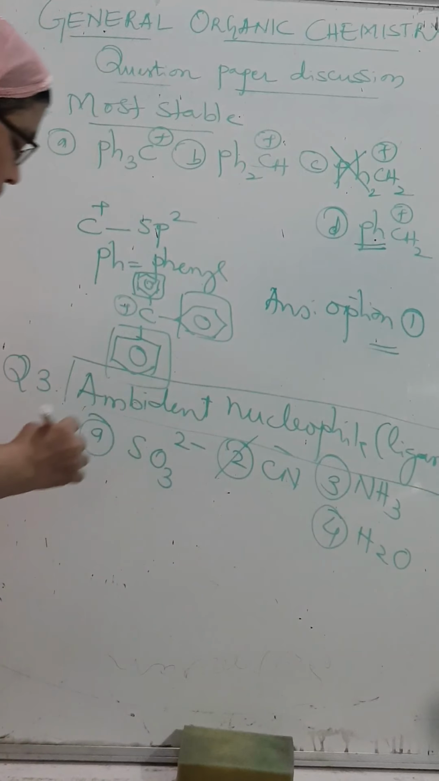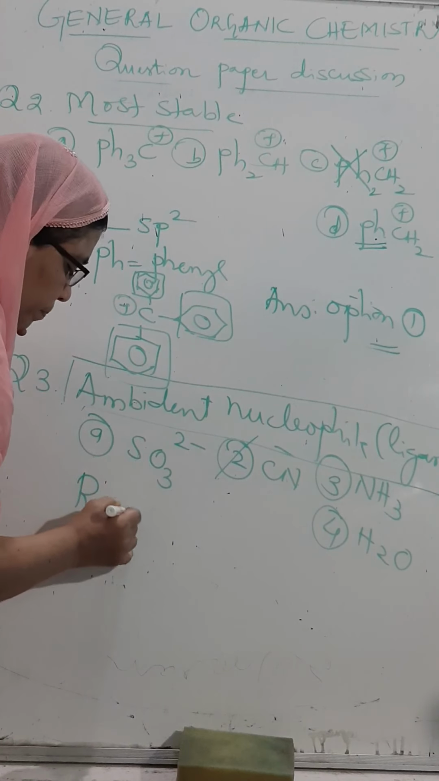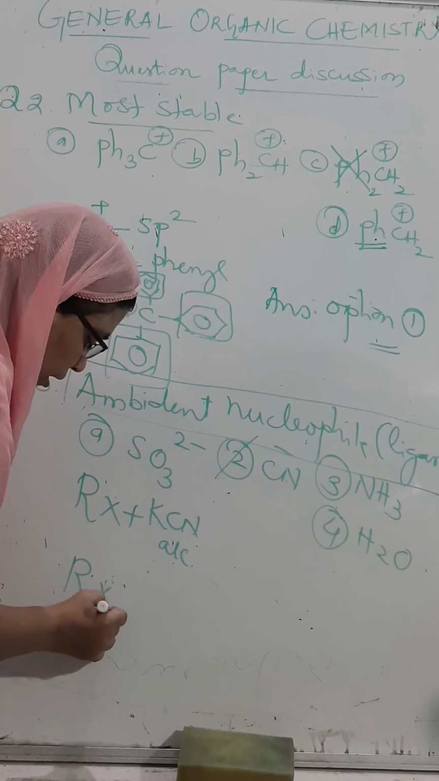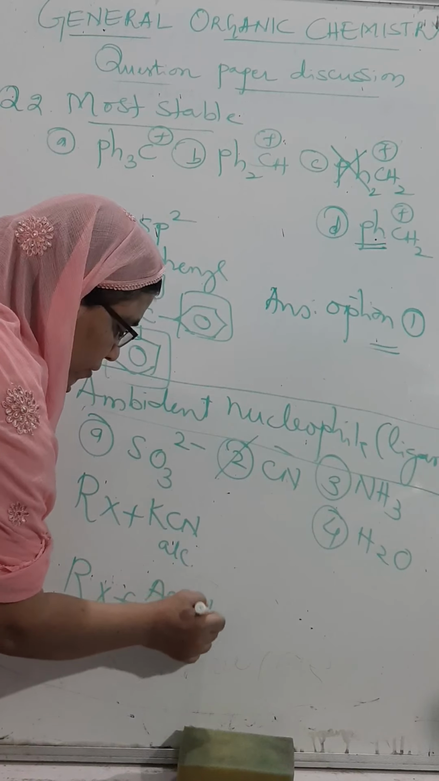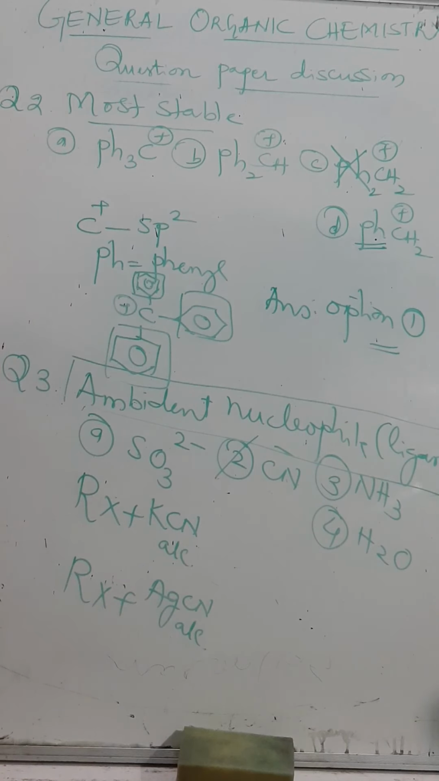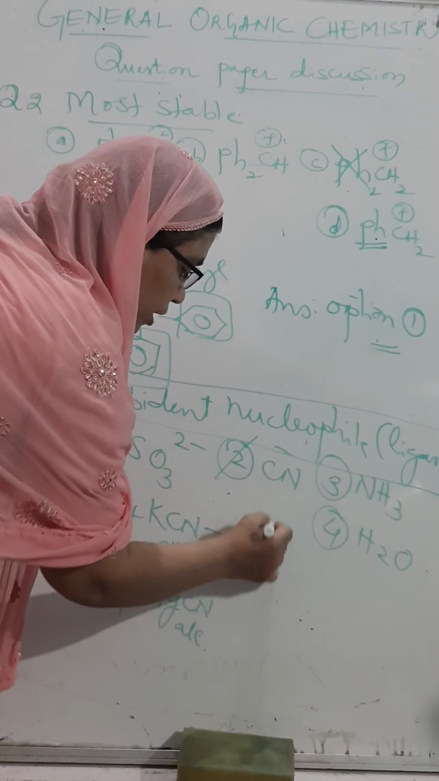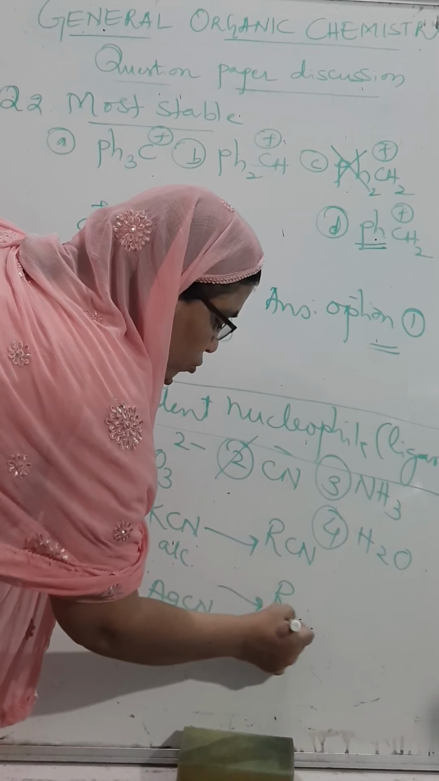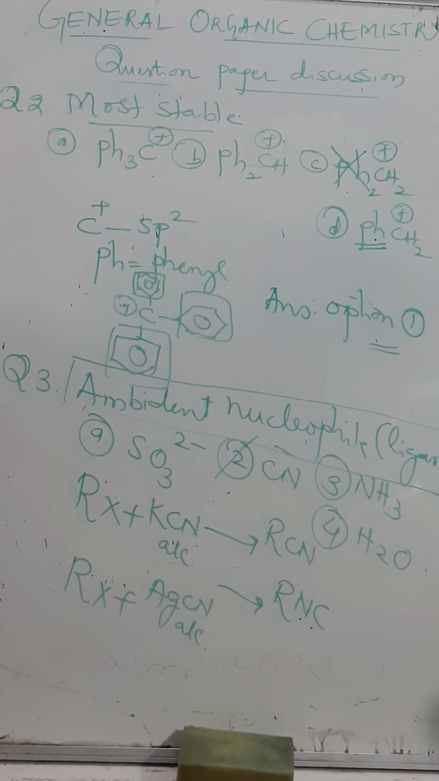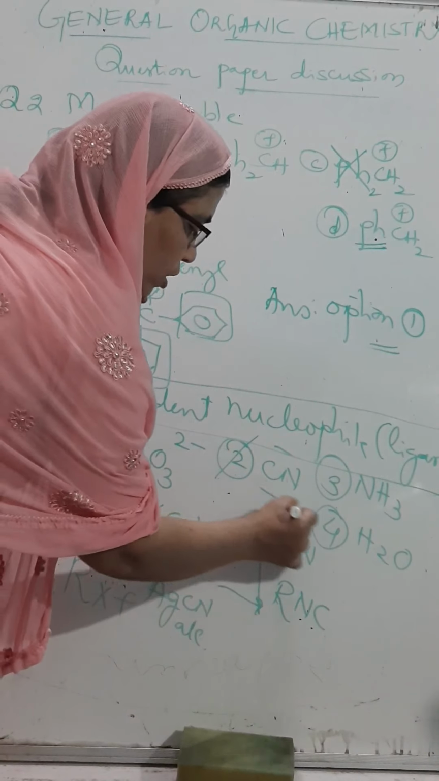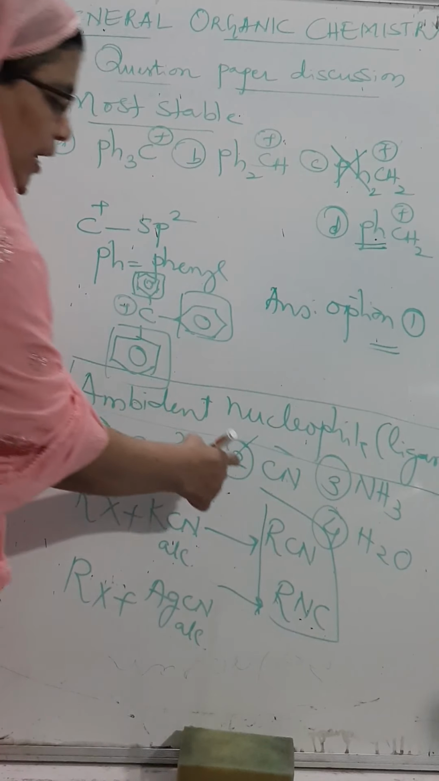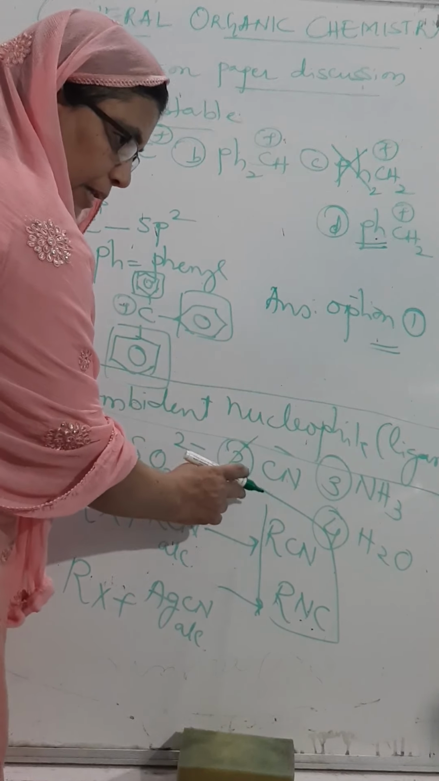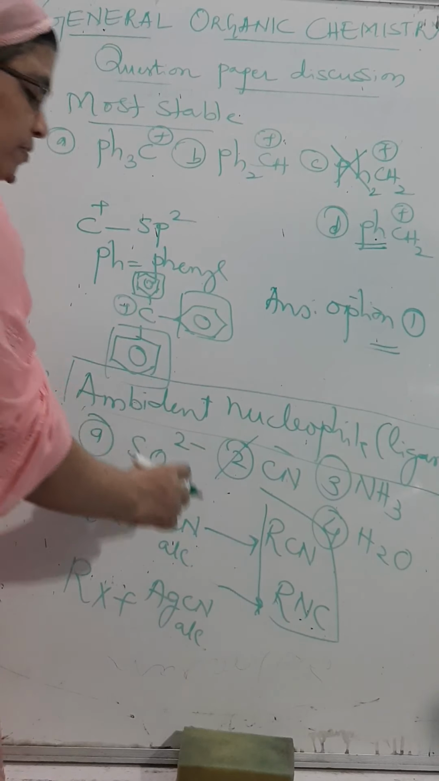Do you remember one example, children? Alkyl halide with alcoholic potassium cyanide, and alkyl halide with alcoholic silver cyanide. Alcoholic potassium cyanide will be converted into what? Nitrile. Silver cyanide is converted into isonitrile. Why is it so? We can correlate this question with that example, because cyanide is an ambident nucleophile. Cyanide is an ambident ligand. That's why we take the second option.